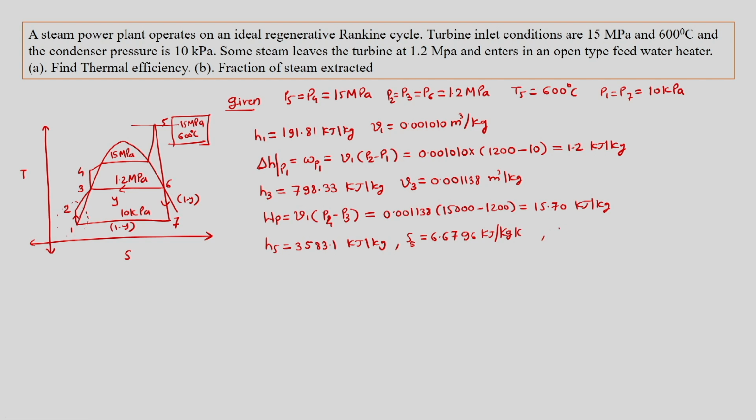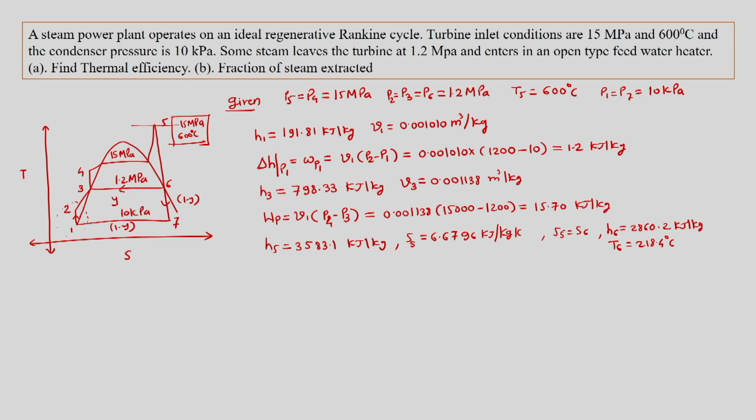Now, we know S5 is equal to S6. So, we can go into the steam table and find at what temperature we have, at 1.2 megapascal, the same entropy as S6, and it happens to be in the superheated zone at 1.2 megapascal as well. So, we get H6 equal to 2860.2 kilojoule per kg, and here we get T6 equal to 218.4 degrees Celsius.